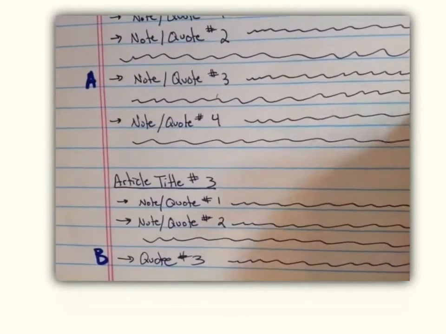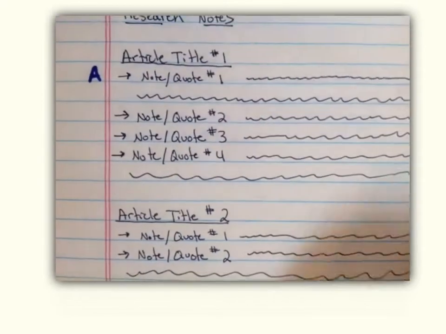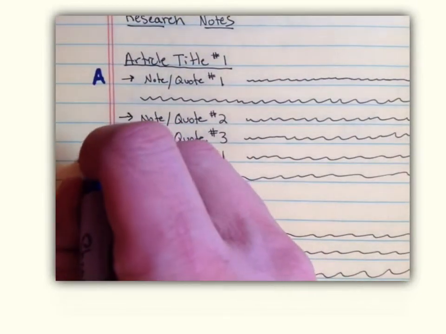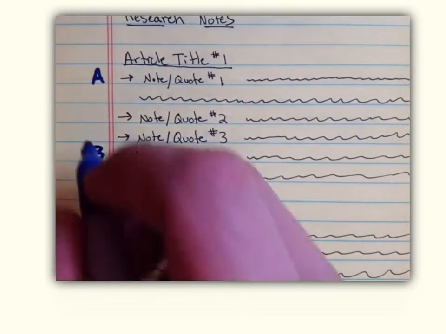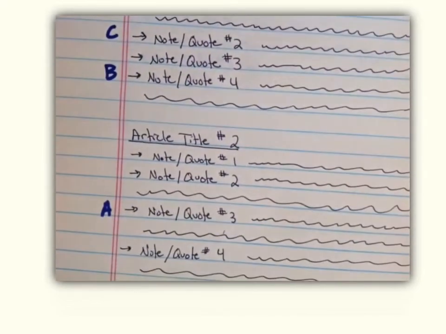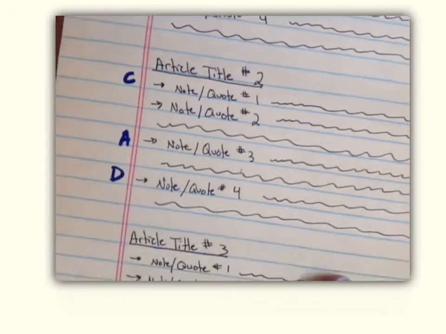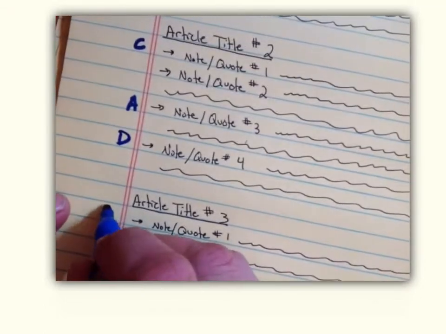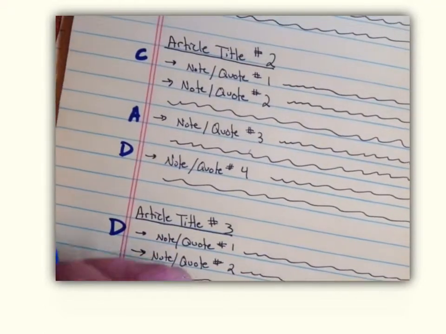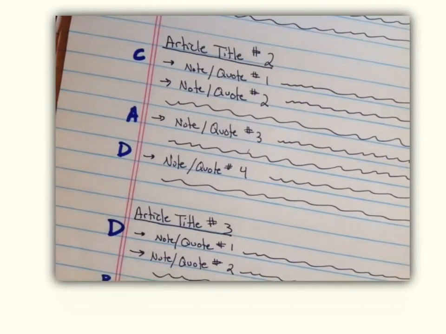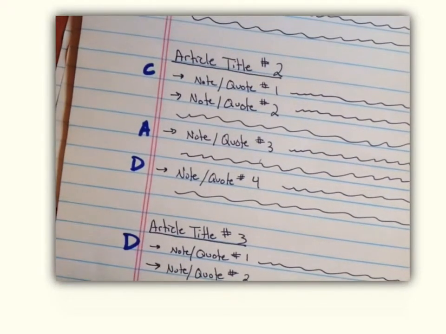Okay, B, quote 3 here in article 3. It's sort of like the quote up here in article 1, quote 4. They are talking about the same topic. Oh, and quote 2 here is similar to quote 1 in article 2. Oh, and D, these are similar. They're sort of on the same topic. Now, granted, you'd be doing this for a lot more articles.